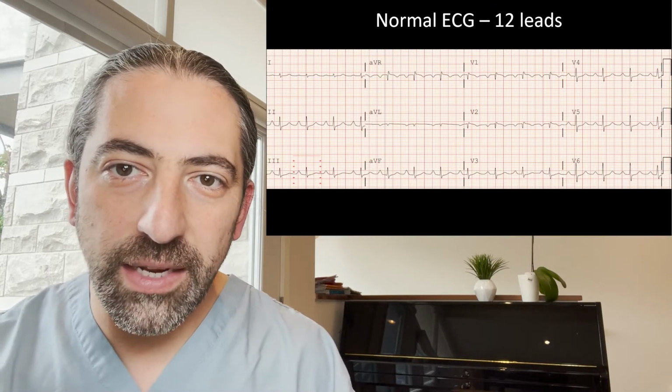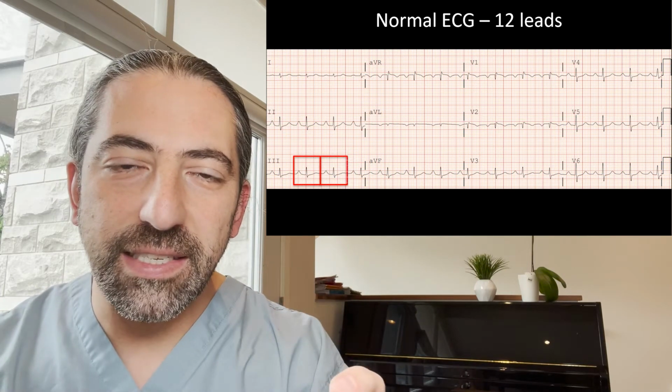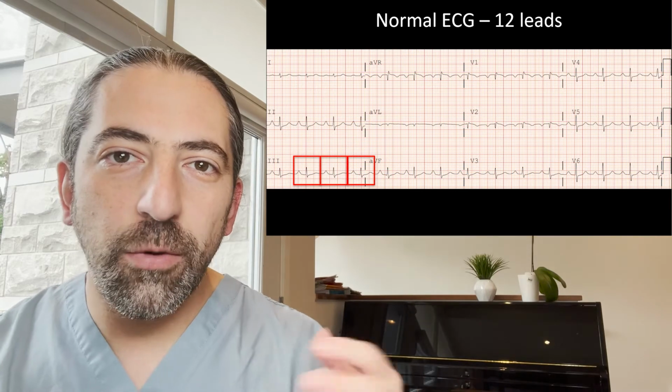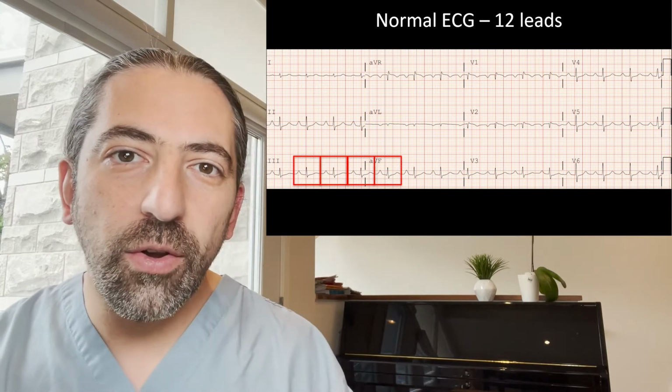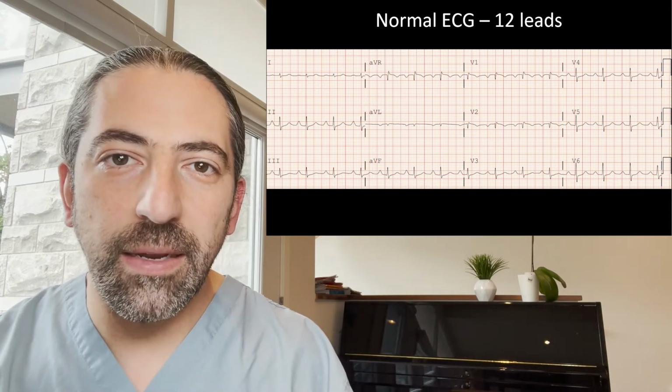So how do we read an ECG? Well, it's first important to understand what an ECG is comprised of. When you look at a normal ECG, you will find multiple complexes. These complexes are repetitive, and each one of those complexes represents the cardiac cycle. We call those PQRST complexes, and we'll get into what that means in a minute.